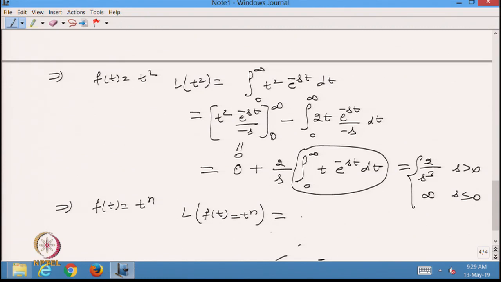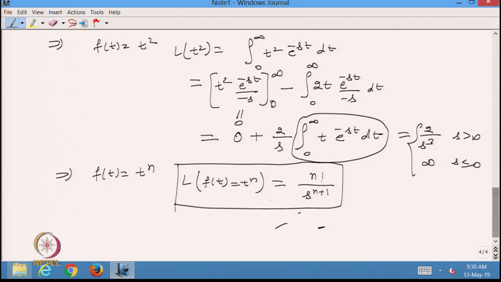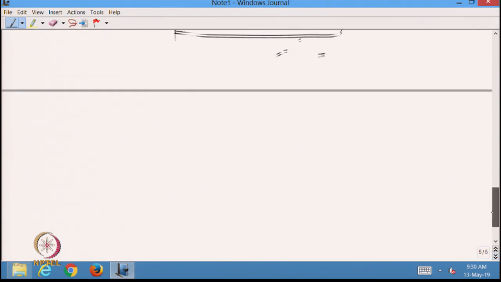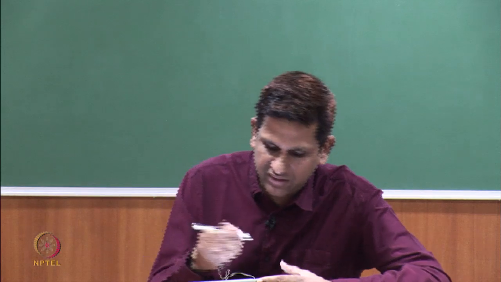From here I can say that it will be s to the n plus 1, because when I am taking t square, the s cube is coming. So, n plus 1. For t square it is 2, so I can say n factorial. 2 is 2 factorial and then it will be multiplied by 3, so it will be 6, that is 3 factorial, and so on. So, from here I can define my Laplace for any polynomial of degree n, and its Laplace transformation will be n factorial by s to the n plus 1. This is the simplest function for which we have taken the Laplace transformation.